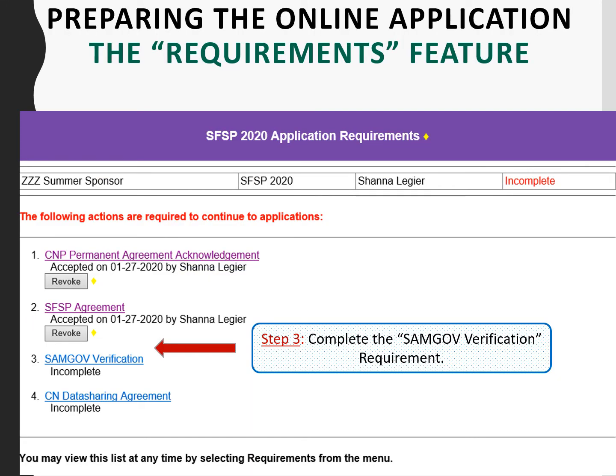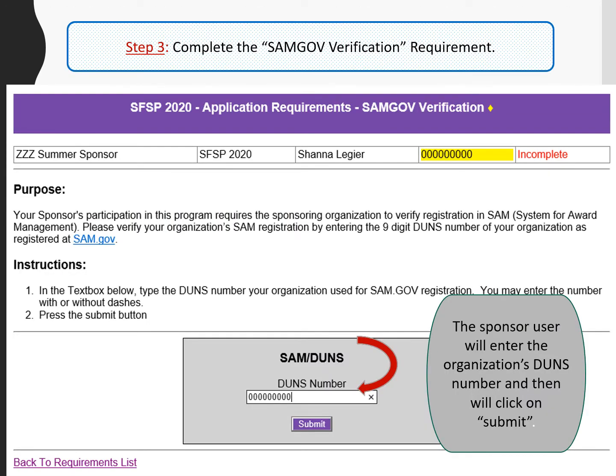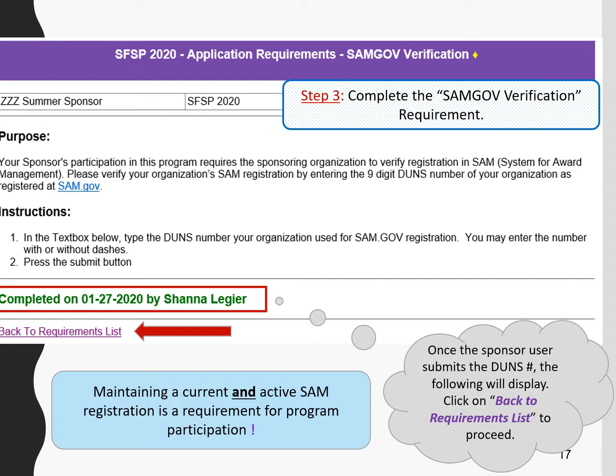Step 3. Complete the SAMGOV verification requirement. The sponsor user will enter the organization's DUNS number under this section and then will click Submit. Once the sponsor user submits the DUNS number, the following will display. Click on Back to Requirements list to proceed. Maintaining a current and active SAM registration is a requirement for program participation. Please be sure to provide the DUNS or SAM number that are associated with your organization's name.